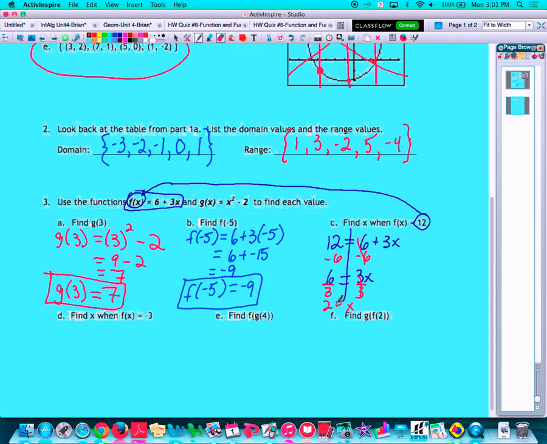So that means the input is 2. We already knew the output is 12, so we can just write now with the input f of 2 equals the output of 12, which we already knew. So f of 2 is equal to 12.